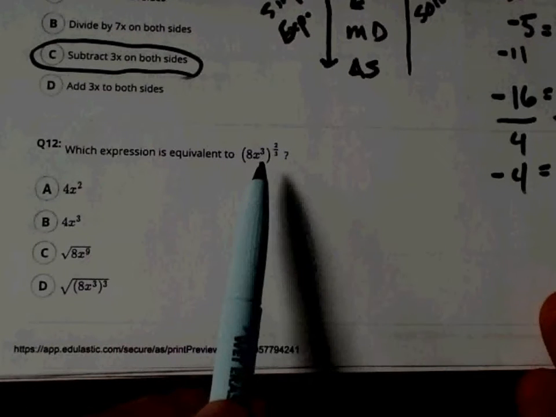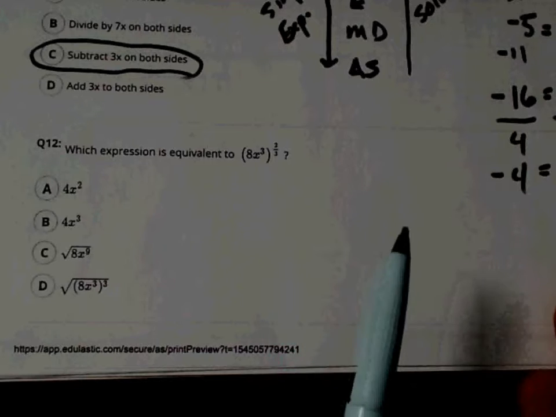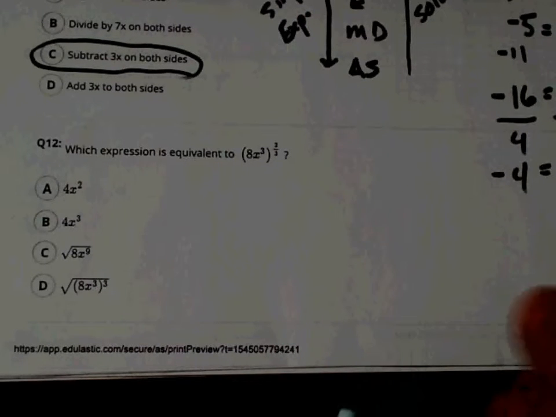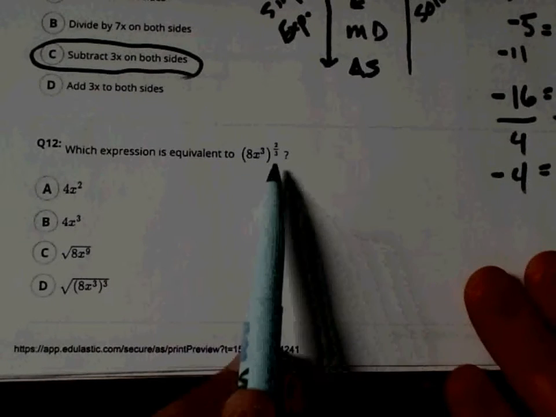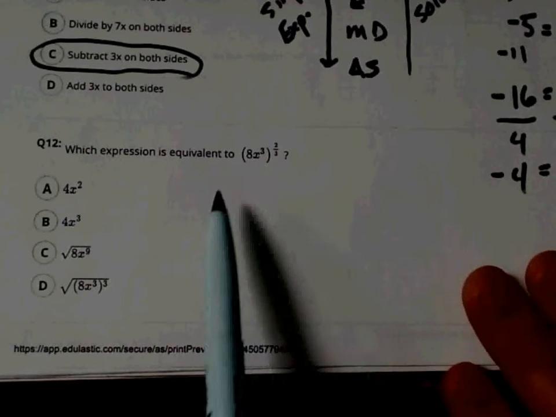Okay, here we go. This one right here, the equivalent expression to this. Now, what it's wanting us to really do is tell what this fractional exponent is doing to this. Now, we can perform the power rule. Okay, so we're going to go ahead and simplify this down.